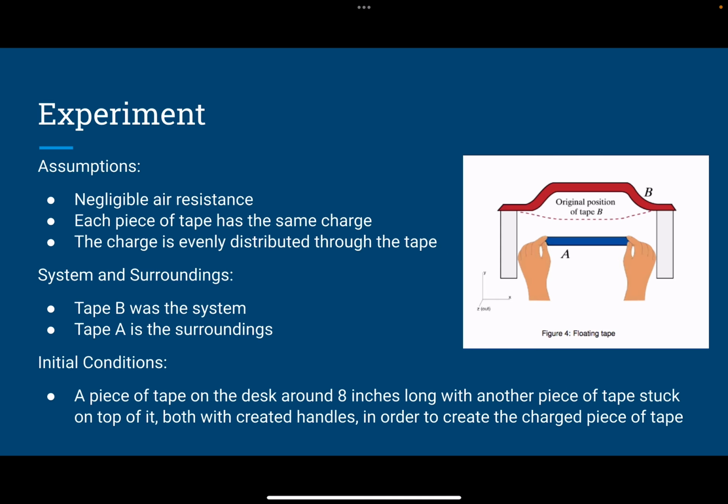So here is the experiment, just going over lab 1. Our assumptions are negligible air resistance, each piece of tape has the same charge, and the charge is evenly distributed throughout the tape. The system is tape B, the surroundings is tape A. The initial conditions: a piece of tape on the desk was stuck with another piece of tape and ripped off quickly in order to charge it, and then there is the actual image of it floating.